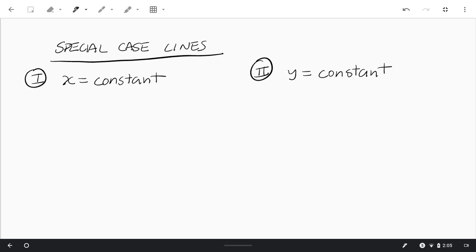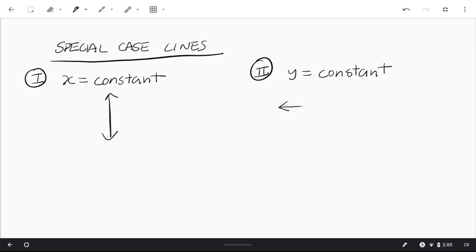When you have x equals a constant, you're going to have a vertical line because all the x values are the same. They're constant. For y equals a constant, that means your y is never changing. It's not going up or down, it's staying flat.